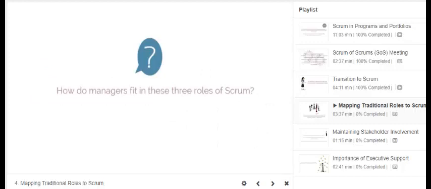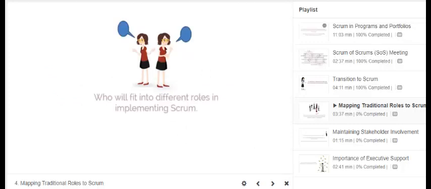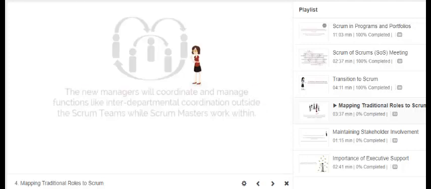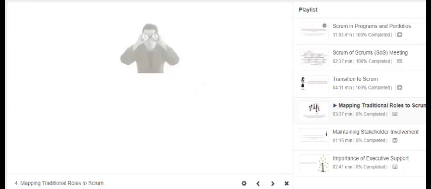So how do managers fit in these three roles of Scrum? It has to be worked out who will fit into different roles in implementing Scrum. Some can become product owners and others Scrum Masters. But implementing Scrum wouldn't necessarily mean that managers wouldn't be needed outside the Scrum team. The new managers will coordinate and manage functions like interdepartmental coordination outside the Scrum teams, while Scrum Masters work within. The difference would be the exclusion of micromanagement, and the onus falling on the manager.